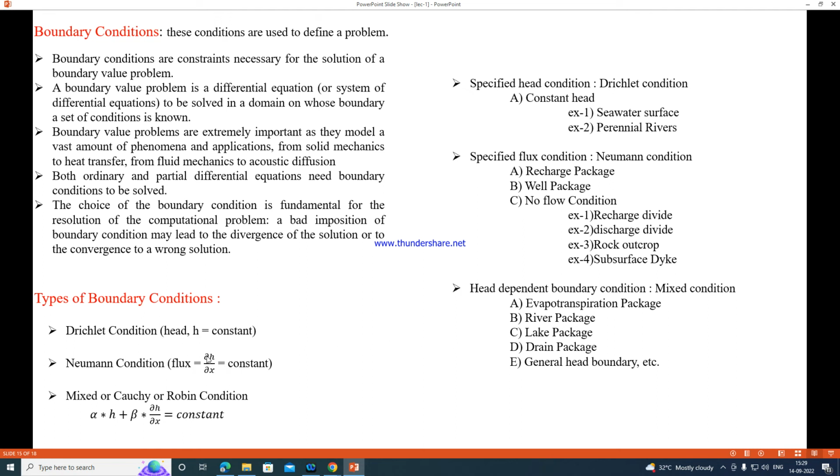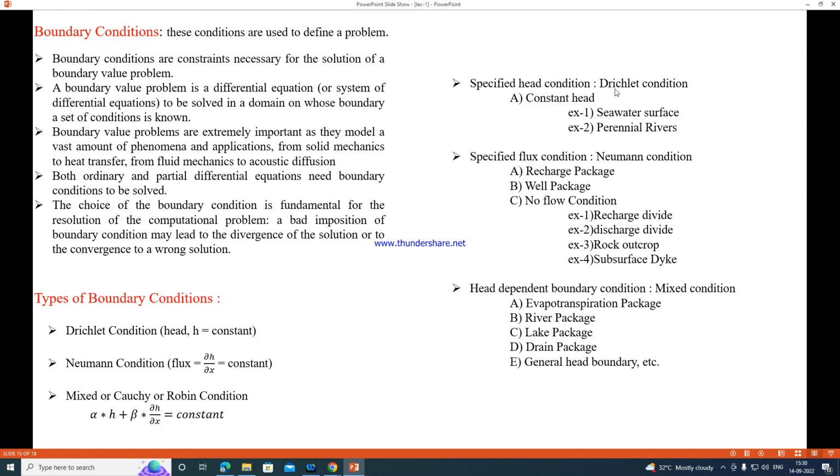Neumann condition means the flux, dh by dx, the rate, will be constant. Mixed condition means partially a Dirichlet condition and partially a Neumann condition. In MODFLOW, there are different types of packages: the specified head condition, specified flux condition, and head dependent boundary condition.